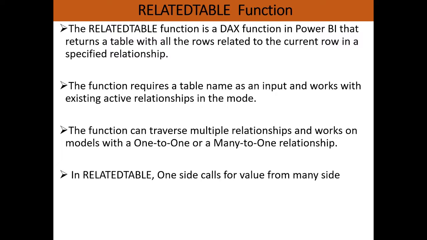Now this function requires a table name as an input and works with the existing active relationship in the model. This function can traverse multiple relationships and work on models with a one-to-one or many-to-one relationship. In RELATEDTABLE, basically the one side calls for values from the many side. So we'll see it in more detail here.